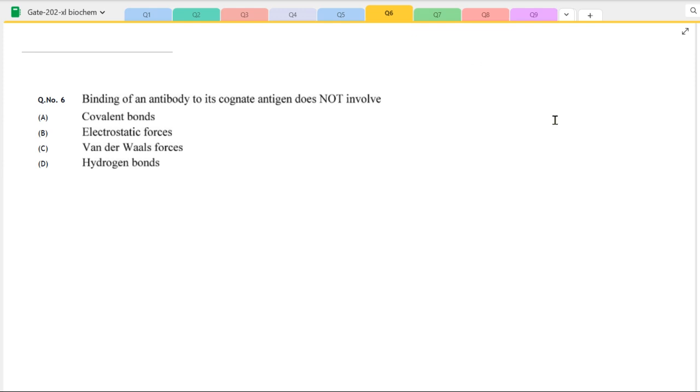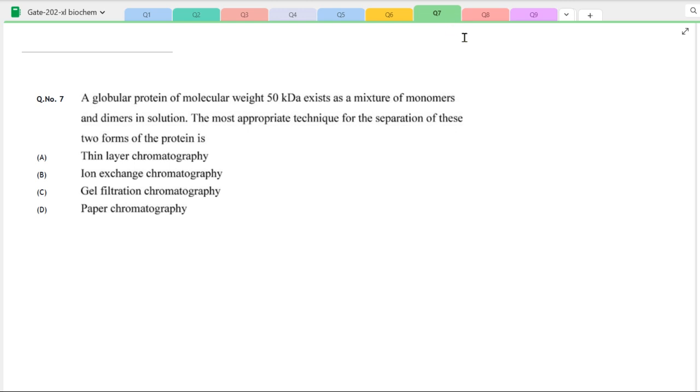Binding of an antibody to its cognate antigen does not involve. The correct answer here is covalent bonds. Definitely it's not covalent because it's very transient, yet strong enough to produce immunogenicity. So hence the correct answer here is covalent bond. That's not involved. However, you have electrostatic interactions, van der Waals interactions, and even hydrogen bonds. Okay. Moving on to the next question.